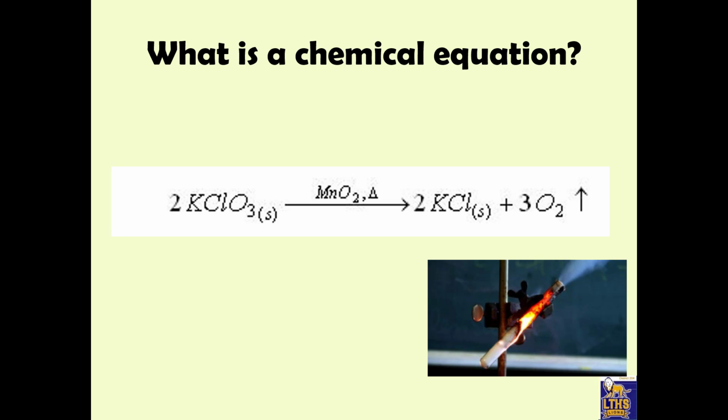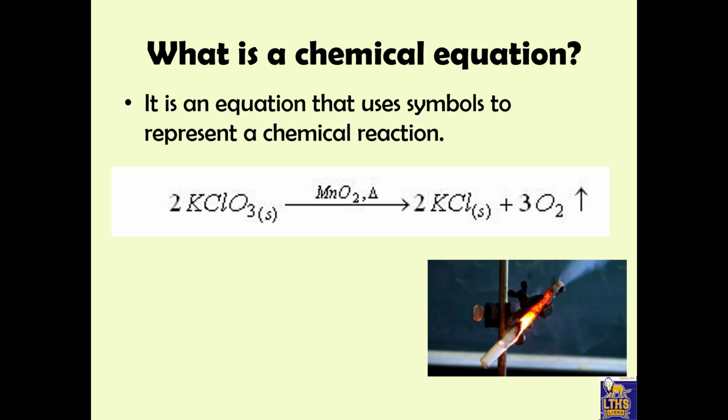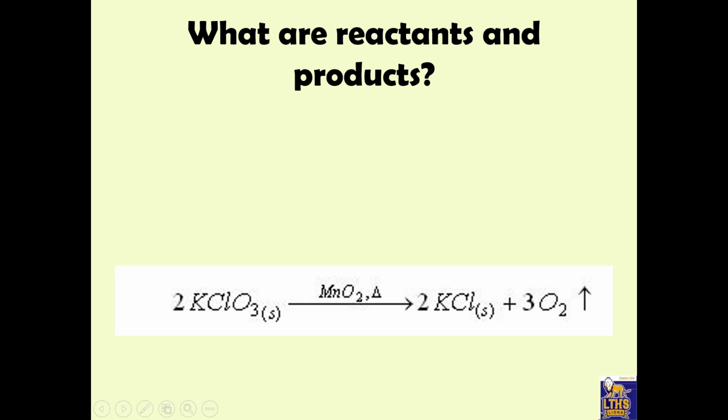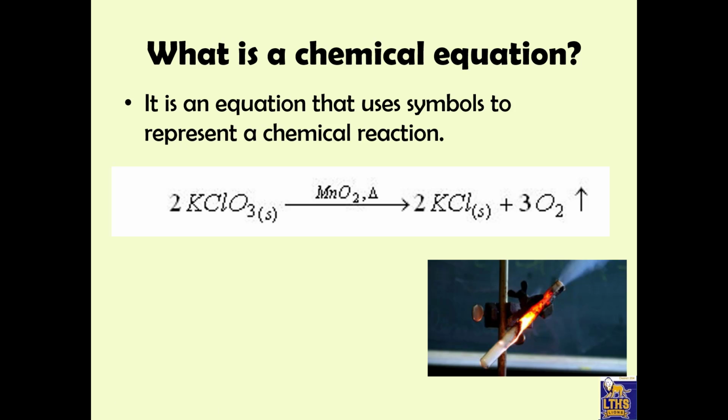So what is a chemical equation? Well, there's one right there. It's an equation that uses symbols to represent a chemical reaction. So this is what's happening, and here's the reactants, and here's some other stuff, and here's some products. Okay, so reactants turn into products in a chemical reaction.